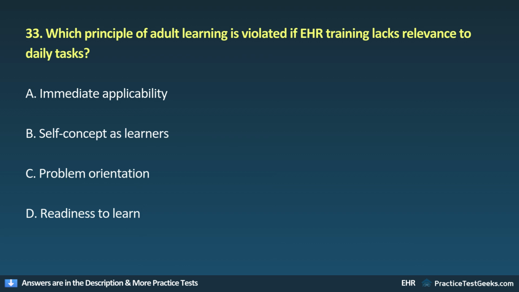33. Which principle of adult learning is violated if EHR training lacks relevance to daily tasks? A. Immediate applicability. B. Self-concept as learners. C. Problem orientation. D. Readiness to learn.